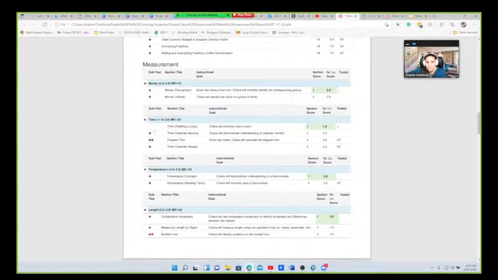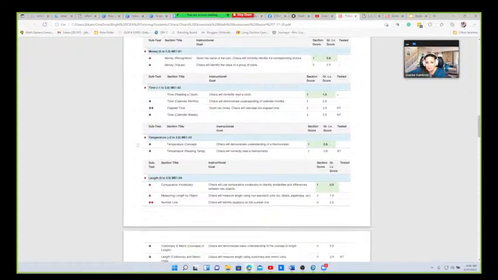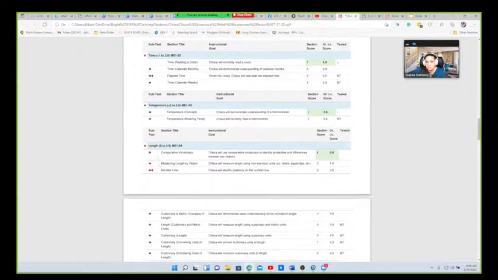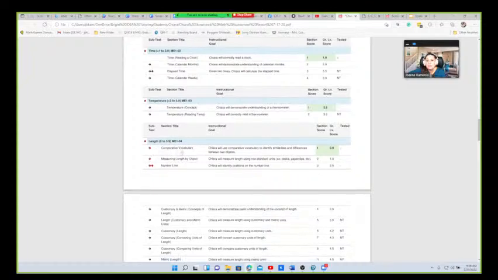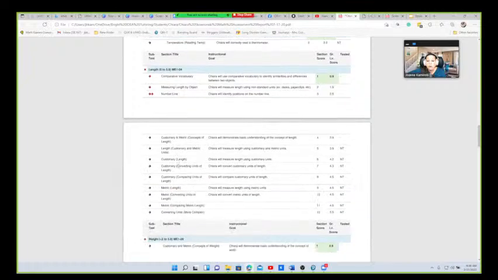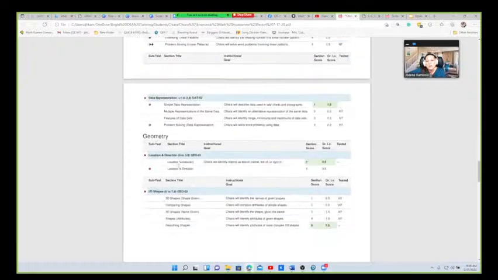Time, it says here that she can read a clock at a 1.9 level. So if we take a look here, we had temperature, comparative vocabulary, measuring by length, number line. These were all things that she struggled with. And this is so helpful for me.